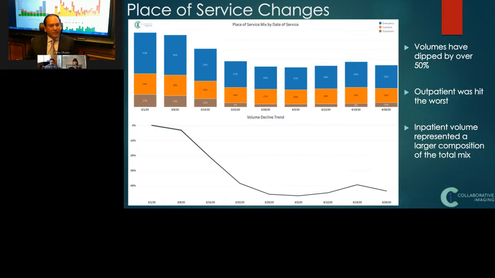So if we look at the place of service changes as to what's happened in the industry since COVID came about, you can see at the top chart there is a dip in volume. But what's happened is the ER volume has stayed pretty consistent. Inpatient volume has actually increased and represents more of the entire patient mix. And the outpatient, which is the brown, has gone down dramatically. So what we're seeing is that patients who are coming into the hospital are actually staying longer now, but overall volume has gone down. If you look at the bottom chart, you can see the volume decline has been over 40%, close to 50%, from March 1 to present, which practices are dealing with today.